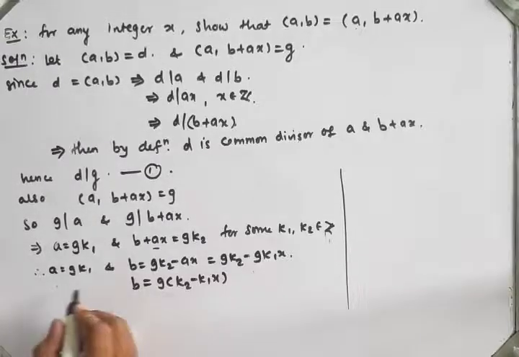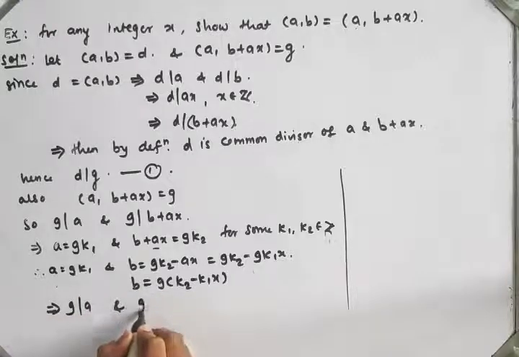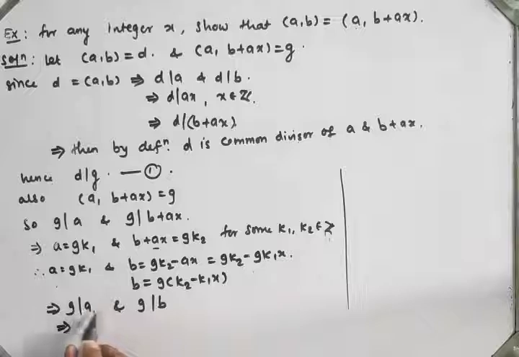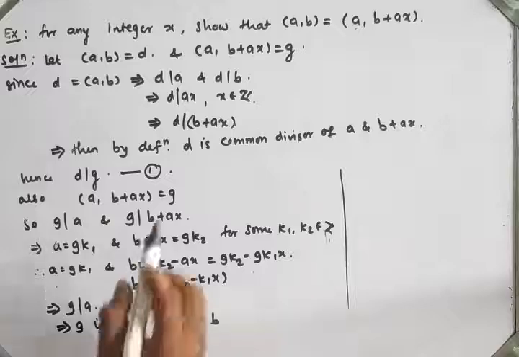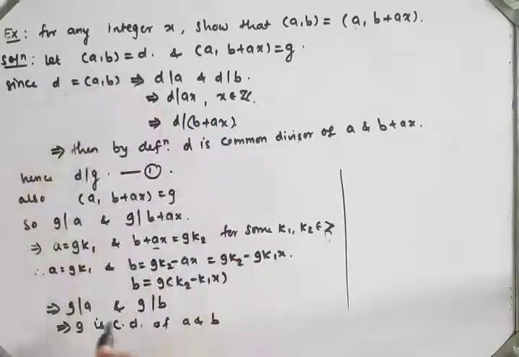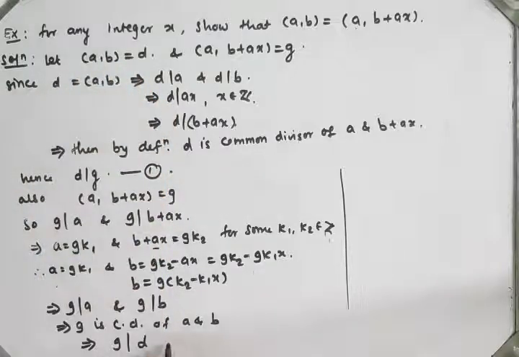From these two conditions, from the first I get g divides a, and from the second I get g divides b. So g is a common divisor of a and b. We know that GCD of a and b is d, and d is the greatest common divisor, so g divides d. So this is equation number 2.